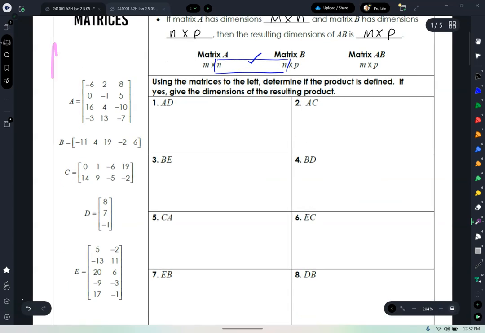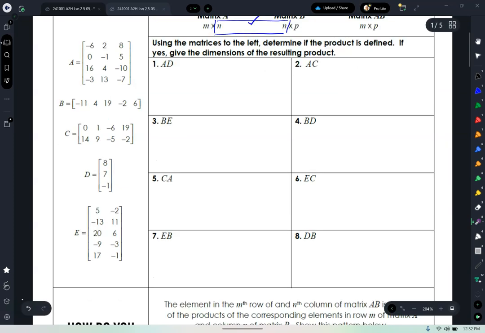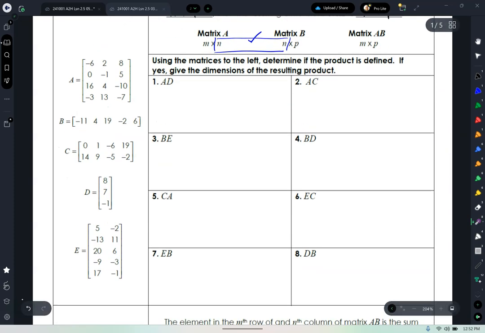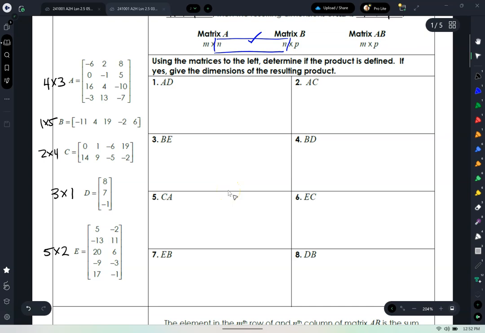Okay? All right, before we dig too far in, let's do this. I want you right down here out in front of each one of these to write the dimensions of each of these matrices. All right, let's go ahead and do that first, and then we can talk about multiplying. Go ahead. You should have put this right here. So we got a 4 by 3, a 1 by 5, a 2 by 4, a 3 by 1, and a 5 by 2. Yeah? Everybody good? Okay. All right.